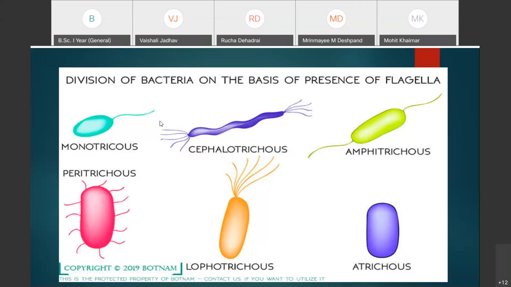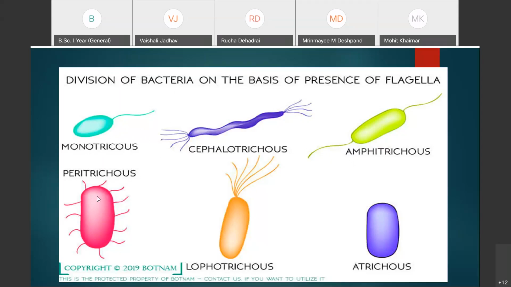Okay, that is all about the polar type of flagellation. In polar flagellation, there are four types: monotrichous, cephalotrichous, amphitrichous, and lophotrichous. And here you can see the non-polar bacteria.